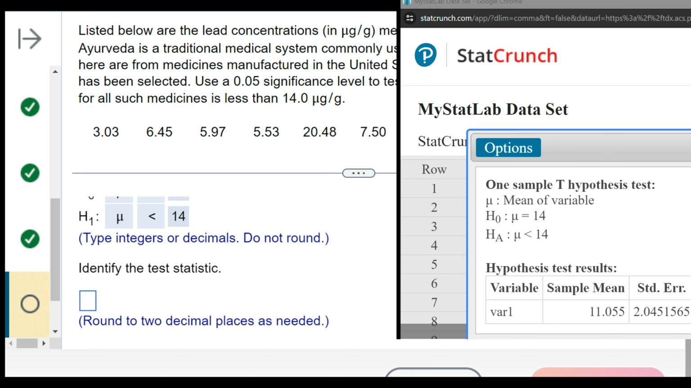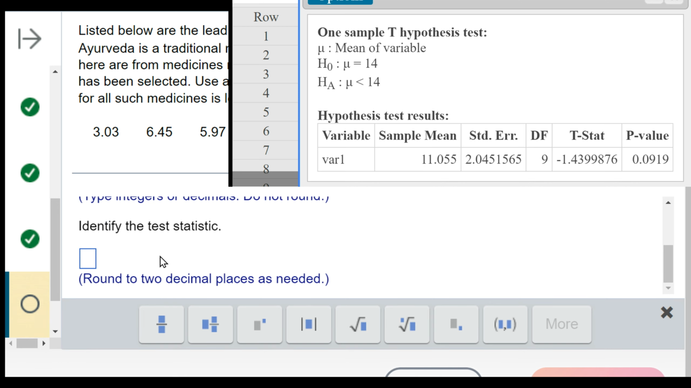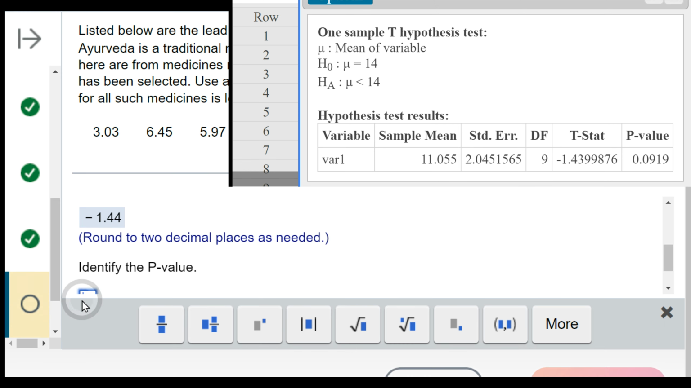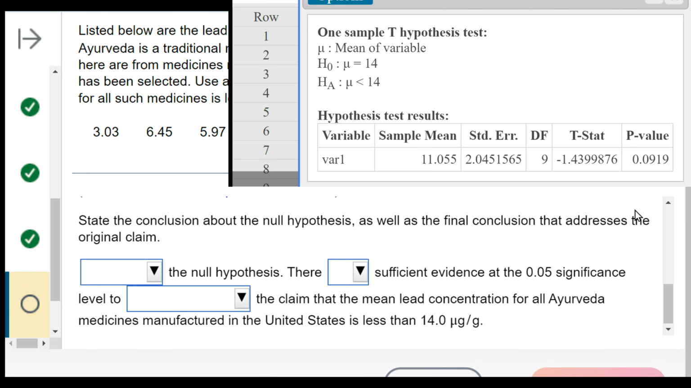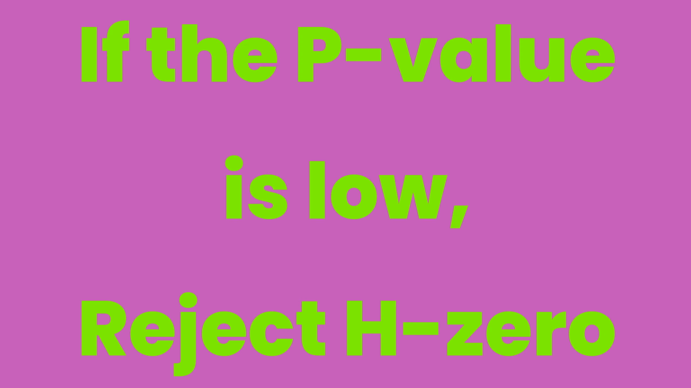Identify the test statistic. Oh, that should be easy. It's minus 1.44. Well, what about the p-value? 0.092. Great. What do we think about that p-value? Is it low or not? Because what do you do if it's low? If the p-value is low, reject H0.